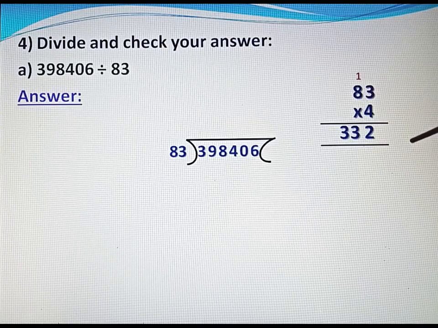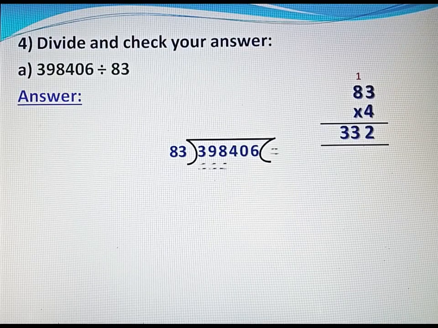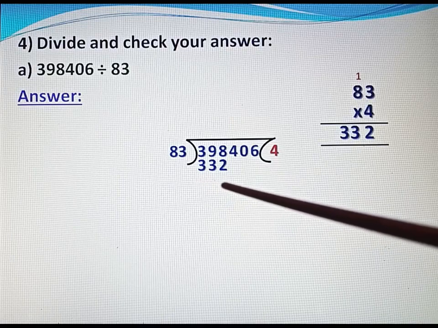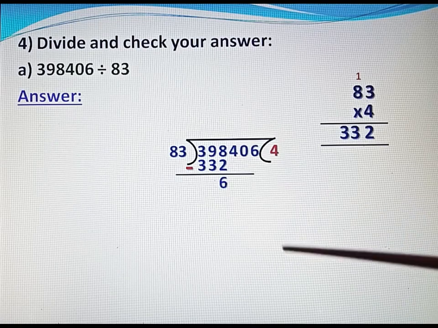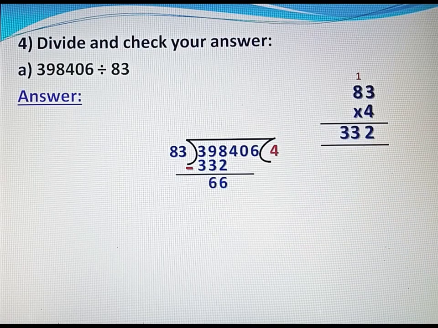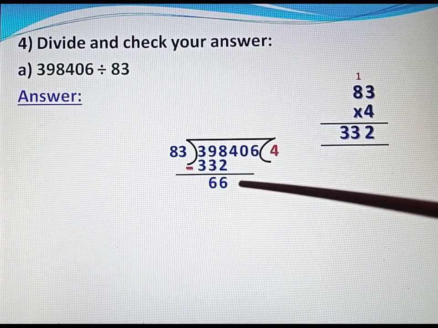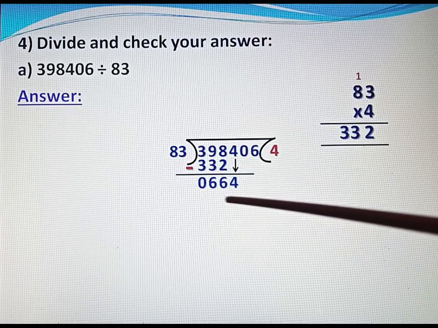4 threes are 12, 2 carry 1, 4 eights are 32 plus 1 is 33. So 83 multiply 4 equal 332. And now we will do subtraction. You can easily subtract. 8 minus 2 is 6, 9 minus 3 is 6, 3 minus 3 is 0, and then we will take the next number, that is 4. Number formed is 664.